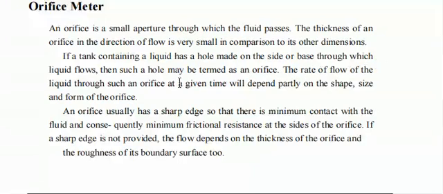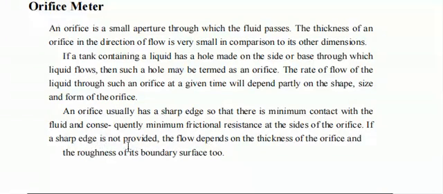The rate of flow of the liquid through such an orifice at a given time will depend partly on the shape, size and form of the orifice. It all depends upon the hole size and the thickness of that plate. An orifice usually has a sharp edge so that there is minimum contact with the fluid, and consequently minimum frictional resistance at the side of the orifice. If you make a hole, it forms sharp edges. So the contact between the fluid and the hole surfaces is minimum, and obviously it reduces the frictional resistance.